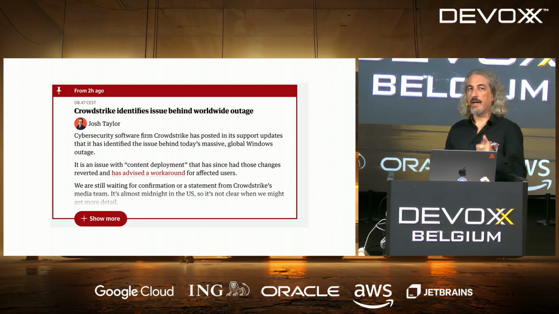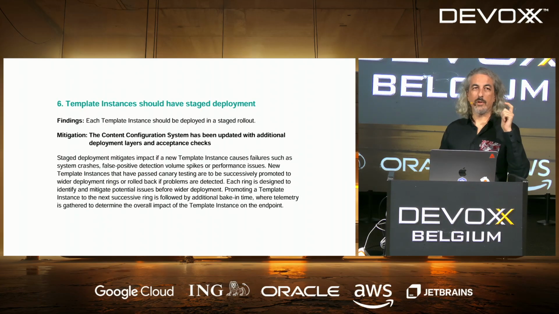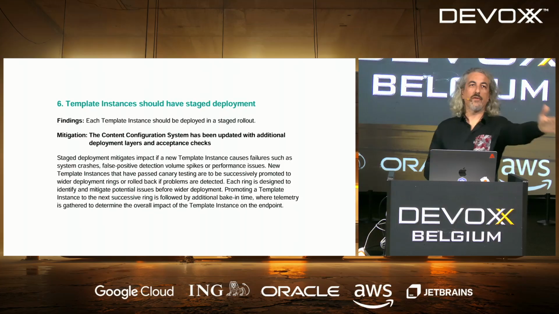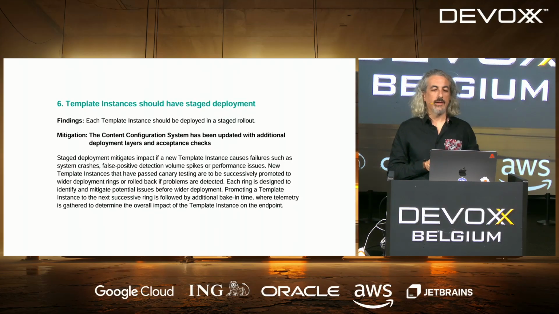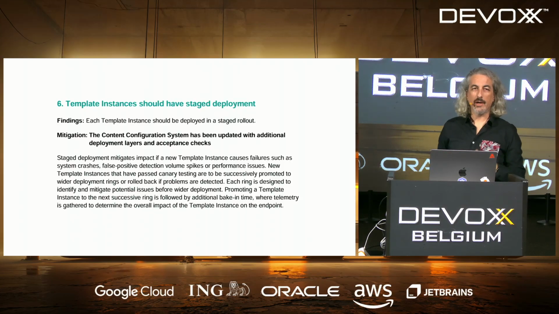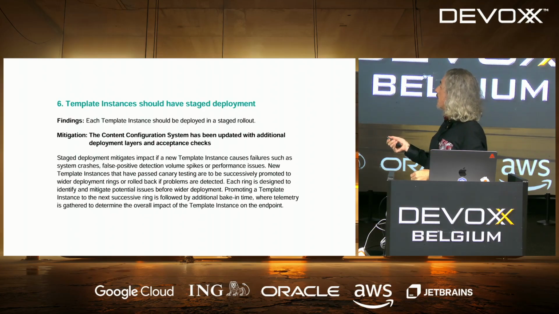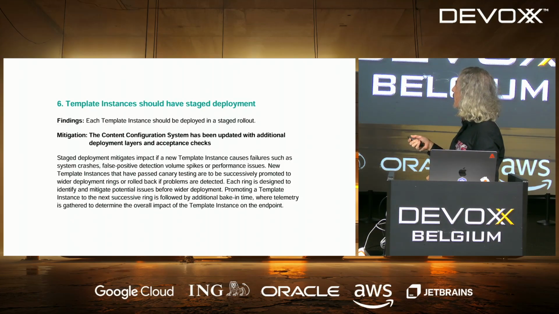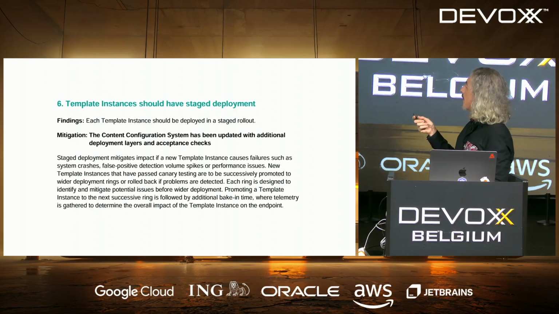The root cause analysis here was very interesting to read, and one of the things they came up with as how to avoid this happening in the future, like a blameless postmortem, where we want to learn from not only our mistakes, but other people's mistakes. One of the things they said was, here somewhere, the new template instances that have passed Canary testing are to be successfully promoted to wider deployment rings.